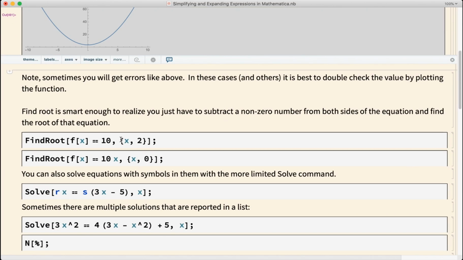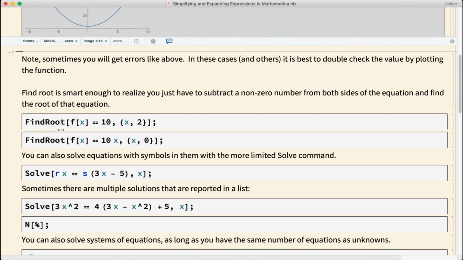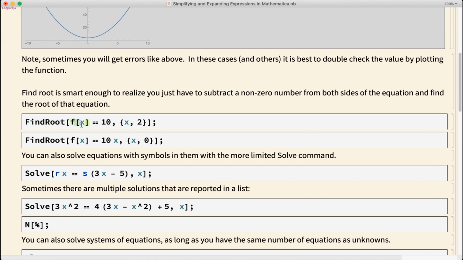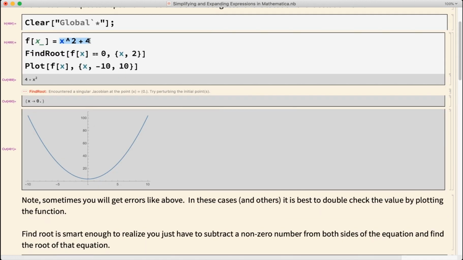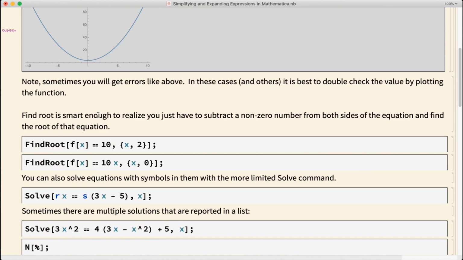Let's go down here and find a solution that does exist, though. For FindRoot, the syntax here is the function, and I could have just typed it in; I didn't have to define it. But this is a double equal sign. It's not a single equal, it's double. That's the syntax that has to be. So I'm going to find where this function is equal to 10.